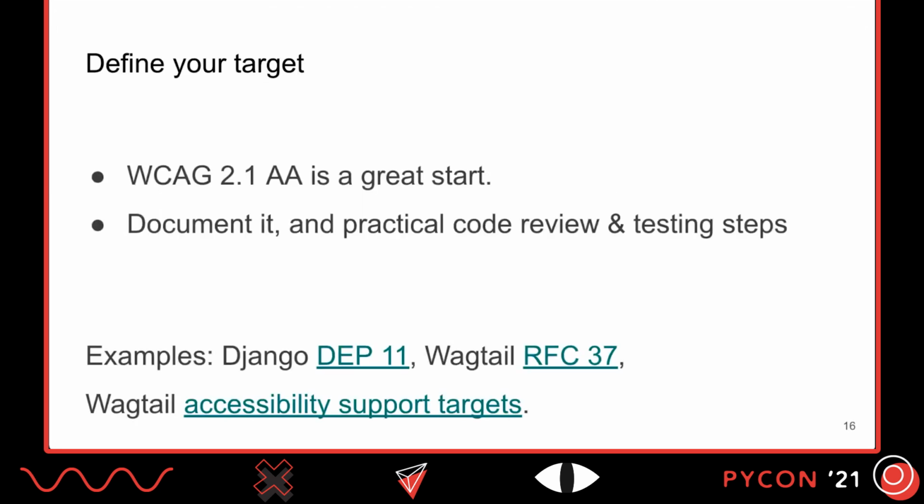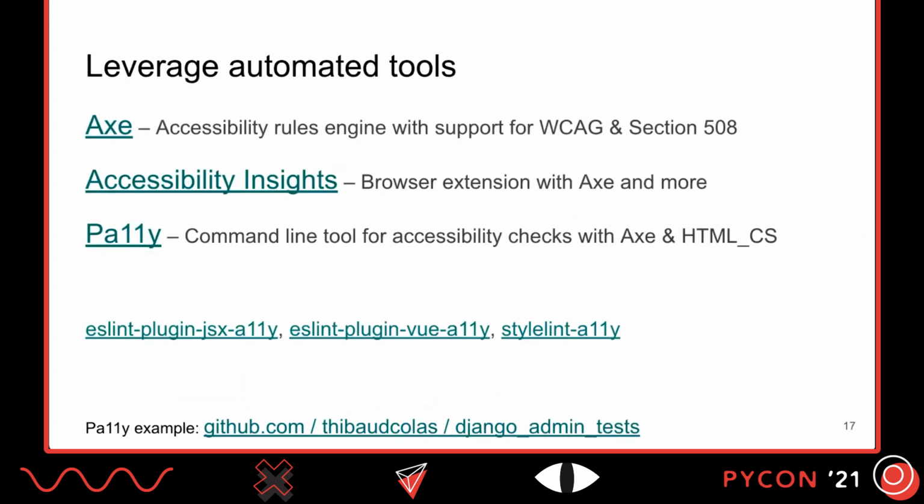The first thing to do is obviously to pick a target for what you support, with WCAG 2.1 at the AA level being the obvious thing to start from. And just not stop at picking the target, but actually documenting it and documenting practical code review and testing steps. I think it's very important. I have added a few examples of this should you want to look into this further.